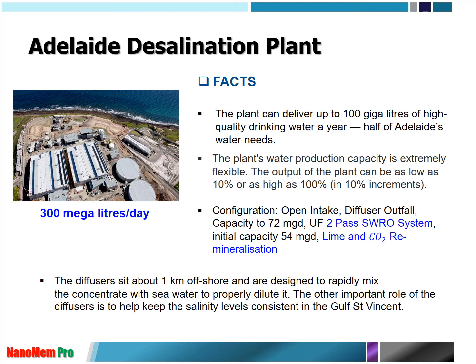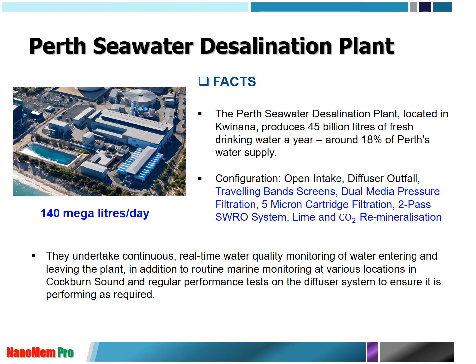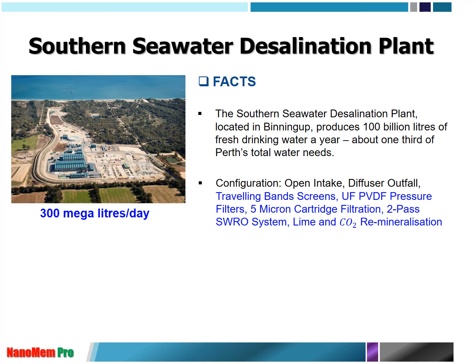Adelaide desalination plant, 300 megaliters per day, as you can see, also has a screening system, ultrafiltration, second pass SWRO system, and lime and CO2 remineralization. Perth desalination plant, as you can see, has dual media filter, second pass RO, lime, and CO2 remineralization, and this one has 140 megaliters per day. Near around 100 kilometers away, the Southern Seawater Desalination Plant is located. This plant uses ultrafiltration and SWRO, lime, and CO2 remineralization, and produces around 300 megaliters per day.